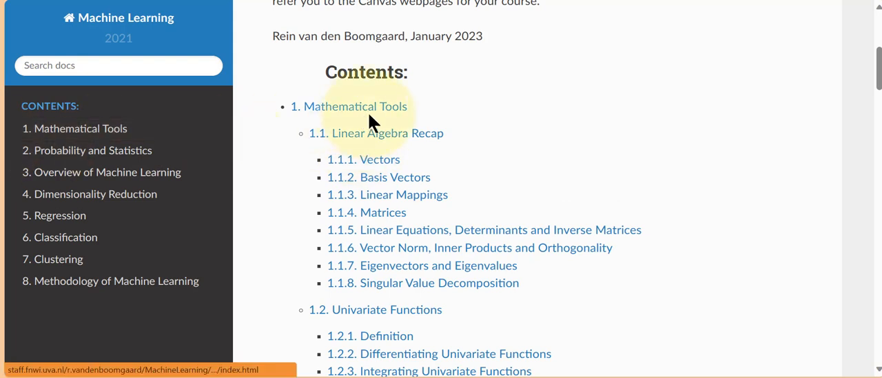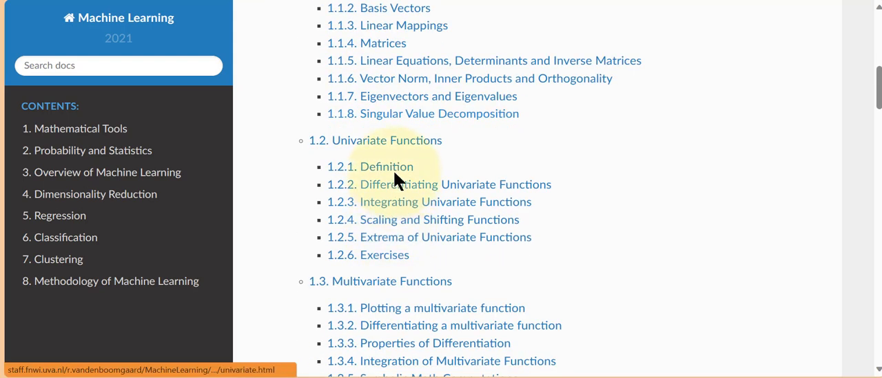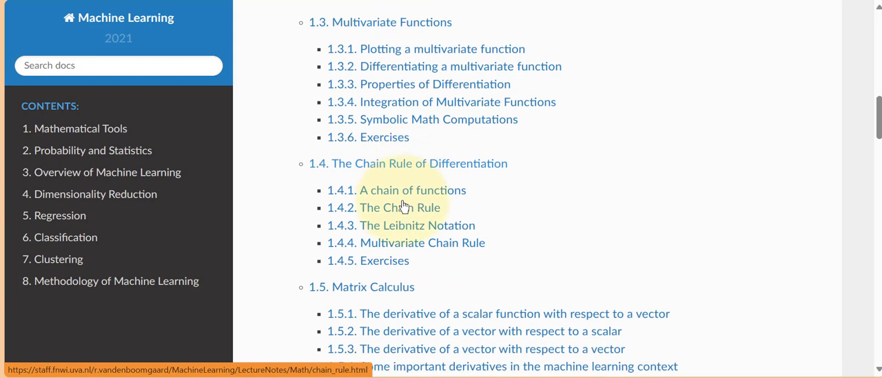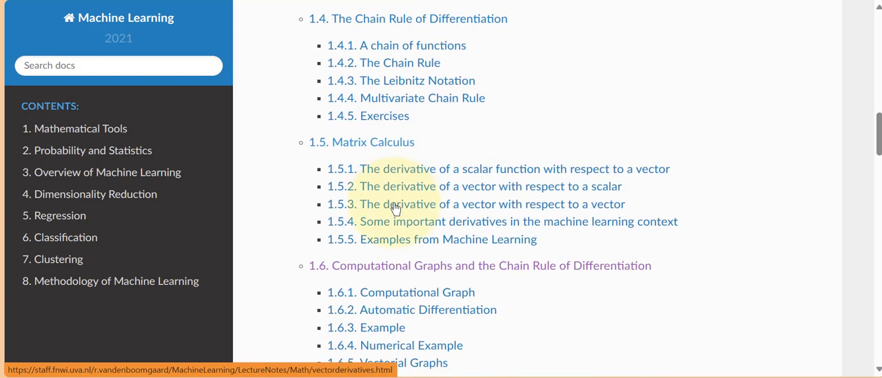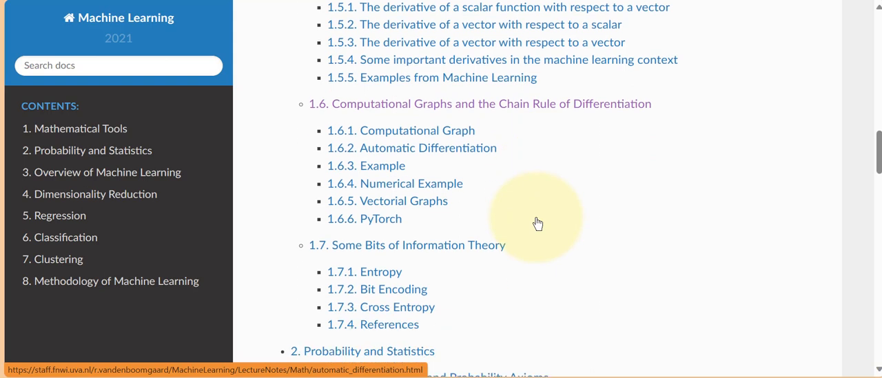Now we can see that chapter 1 is called Mathematical Tools, and it does a recap of linear algebra. Univariate functions means functions of just one variable, which is not really very interesting for us, but it's good as a basic analysis of functions. Then we'd want to go on to multivariate functions and the chain rule, and then matrix calculus, and what are called computational graphs, which are just a way to think about the chain rule, and a little bit of what's called information theory.